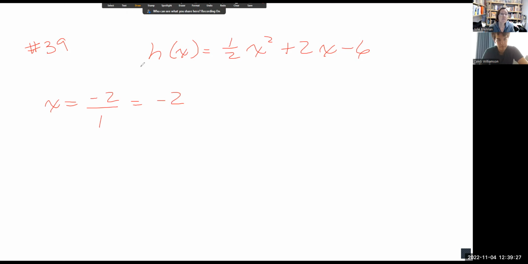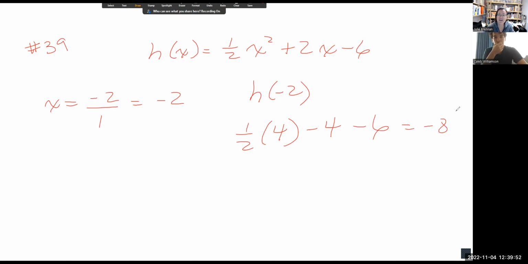To get the maximum, I just want the h of negative 2. That means plug the negative 2 in, and notice it's not going to be hard to do this without a calculator. 1/2 times 4 minus 6... 4, I think the answer is negative... wait, negative 8. It's going to be 2 minus 10, negative 8, right? Negative 8, there you go.